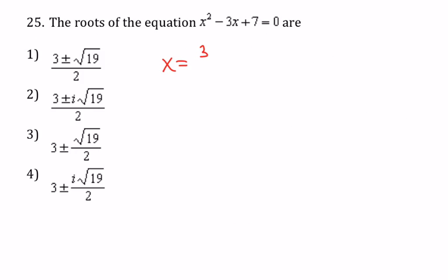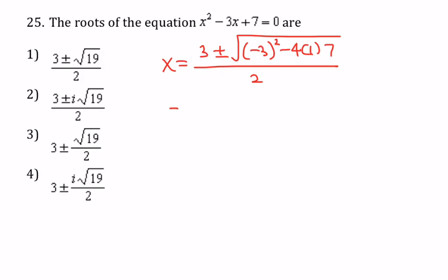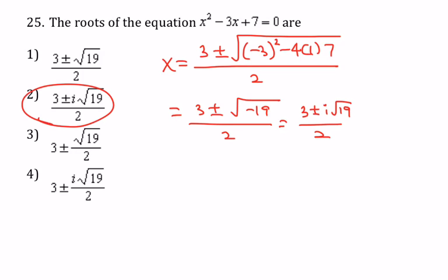Last question. Same deal. Negative b, that means negative 3, so we get positive 3, plus or minus the square root of negative 3 squared minus 4 times a, where a is equal to 1 and c is equal to 7, the entire thing divided by 2. Then we get 3 plus or minus the square root of negative 19, all over 2. And the square root of negative 19 is i square root of 19 anyway. So we get choice 2 as the final answer.